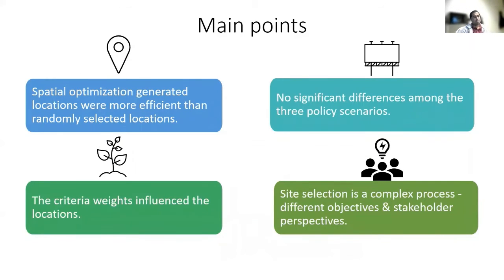Overall, the main points of the study are that spatial optimization is more efficient in identifying locations than any randomly selected method. We also find that there is no significant difference between the three policy scenarios, which implies that those different scenarios are very interconnected with each other. And finally, we find that the location of the garden is influenced by the weights. For example, in obesity-driven weights, those locations are more in areas that are obese.